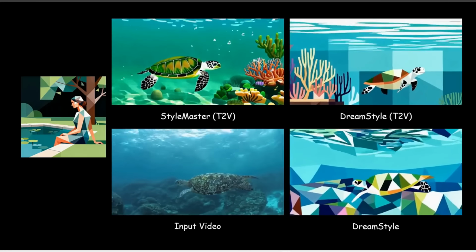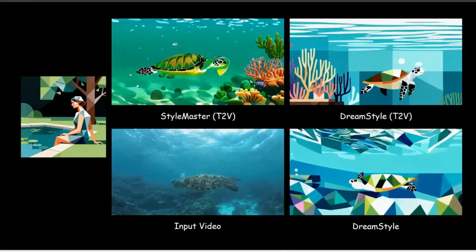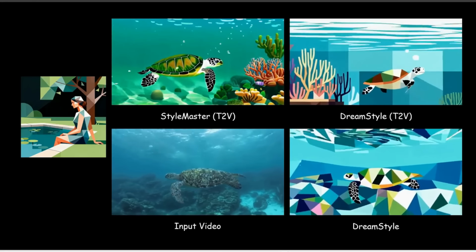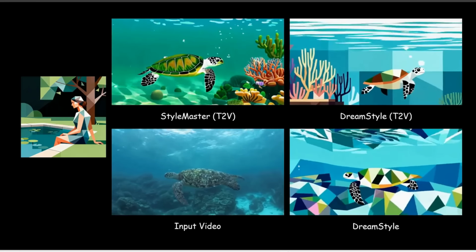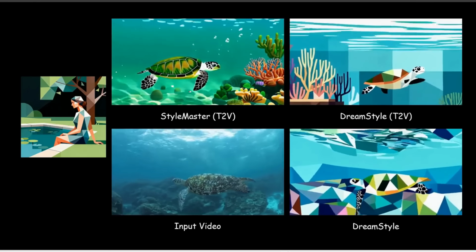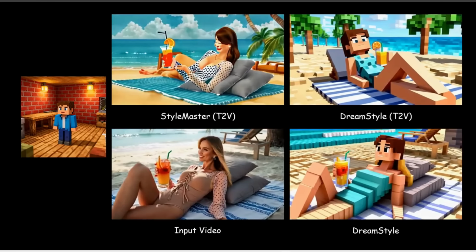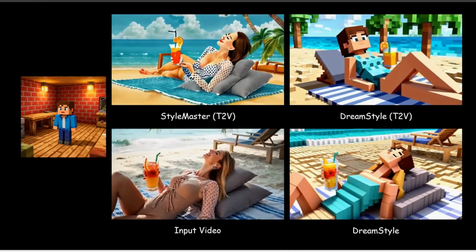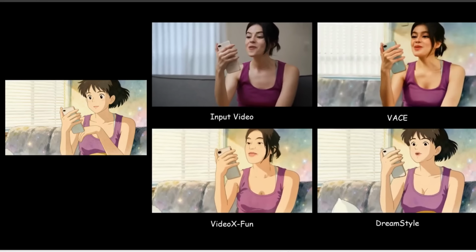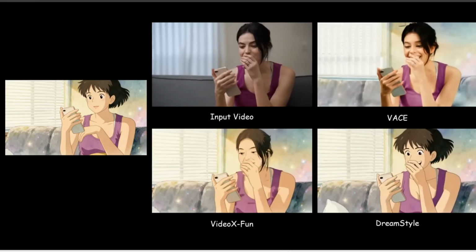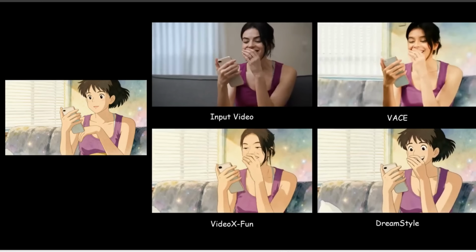Now, instead of just entering a text prompt, you can upload a reference image to dictate your style as well. So the input video is on the bottom left of the sea turtle, and if you input this low poly image, it's able to transfer the style over very well. Or here's another example where we can input this reference image of a Minecraft scene and turn this original input video into Minecraft like this. Here's another comparison with VACE and VideoX-Fun, which I've gone over on my channel before, and this new one, DreamStyle, just handles this style transfer a lot better.